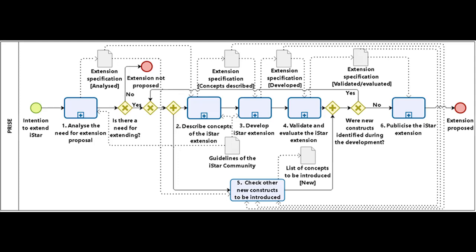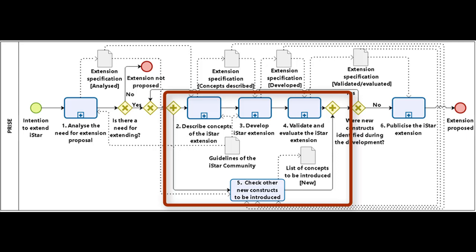This is the main process of the PRISE. It has a set of 5 sub-processes and one task which are executed to propose an I-star extension. The sub-process 1 analyzes the need for extension proposal. If there is a need for extending, the flow continues, otherwise it is not proposed. Then, the flow is parallelized. Occurring the description of the concepts, the extension is developed and the validation occurs.